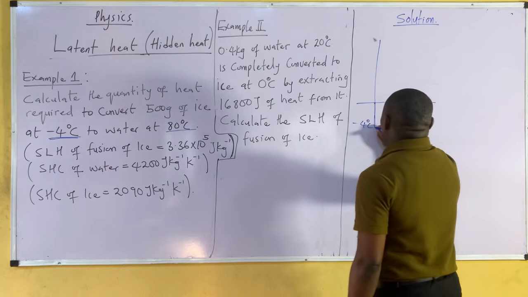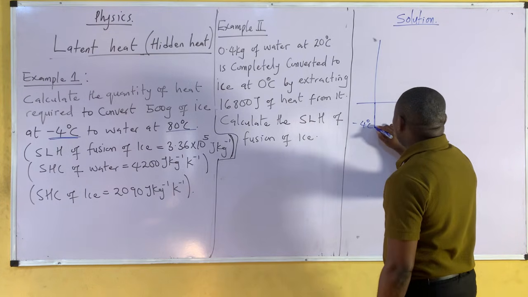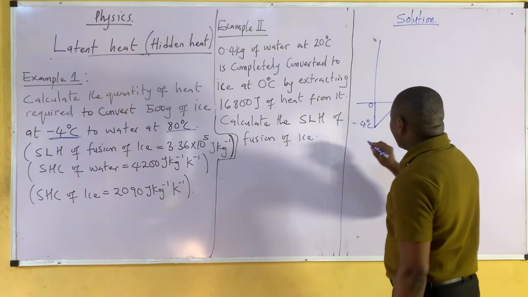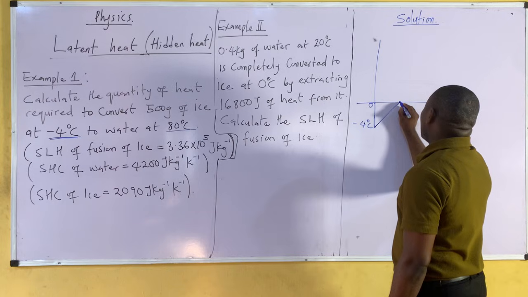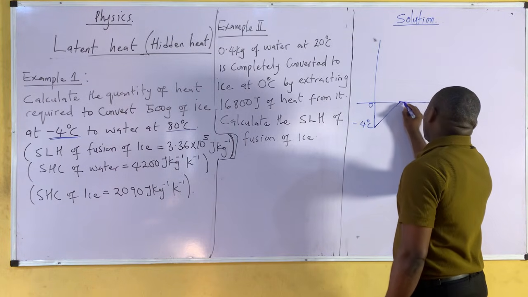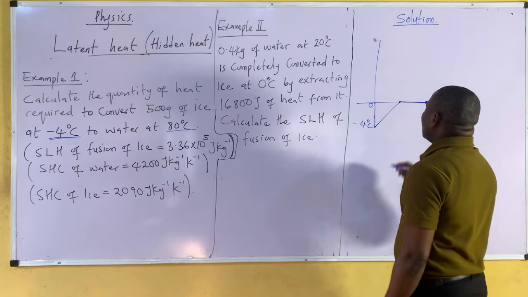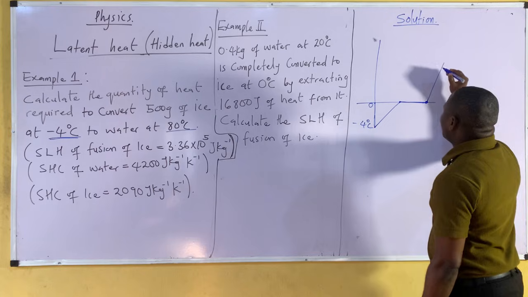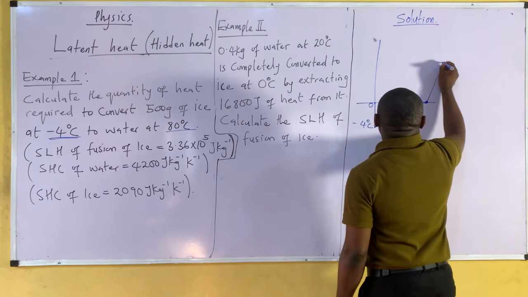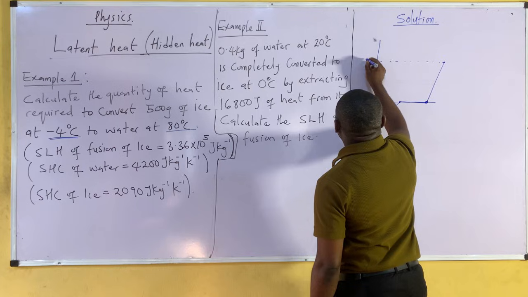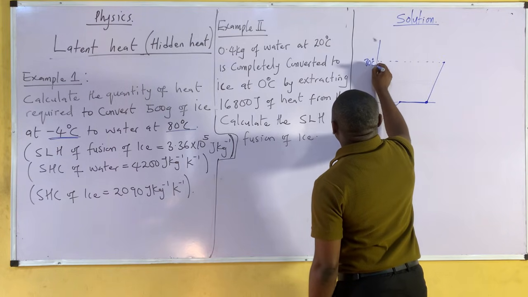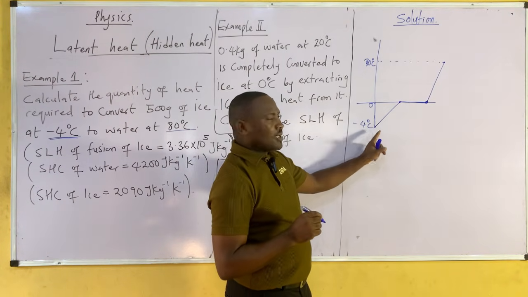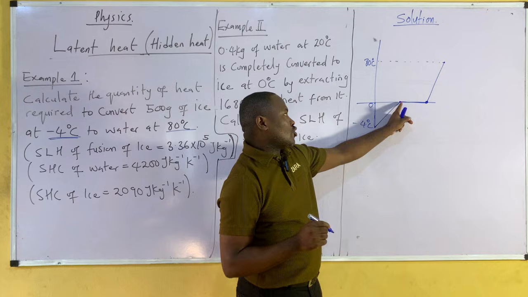So what will happen? The ice will go from minus 4 to 0. Minus 4 to 0, remember? Then from 0, it will melt. So it will melt still at 0. Then what's the next thing that will happen? It will go to 80. So let's assume that this point is 80. Now trace it here. This is 80 degrees Celsius. So you see that the curve is going to be in this manner from minus 4 to 0.